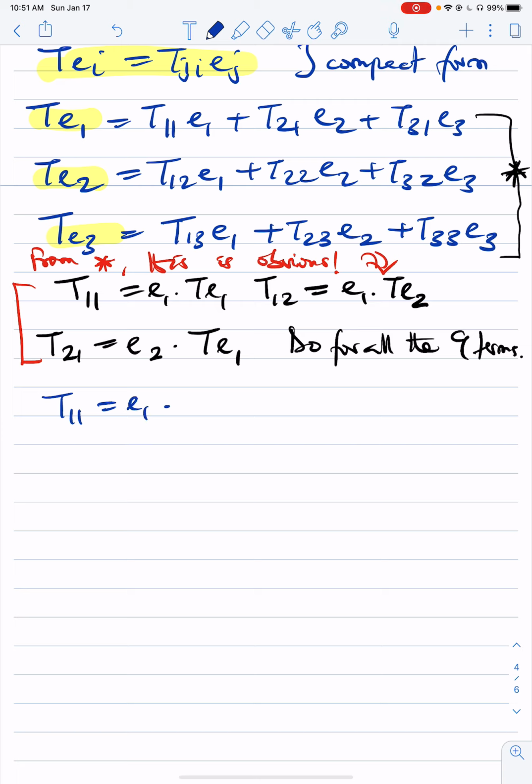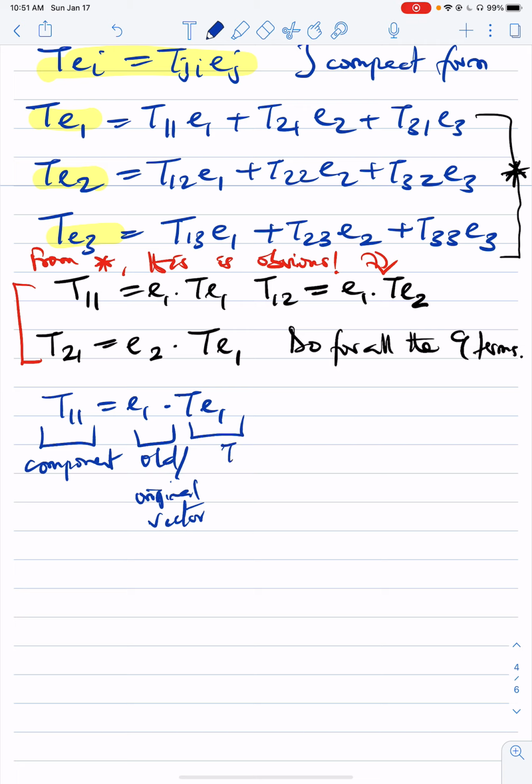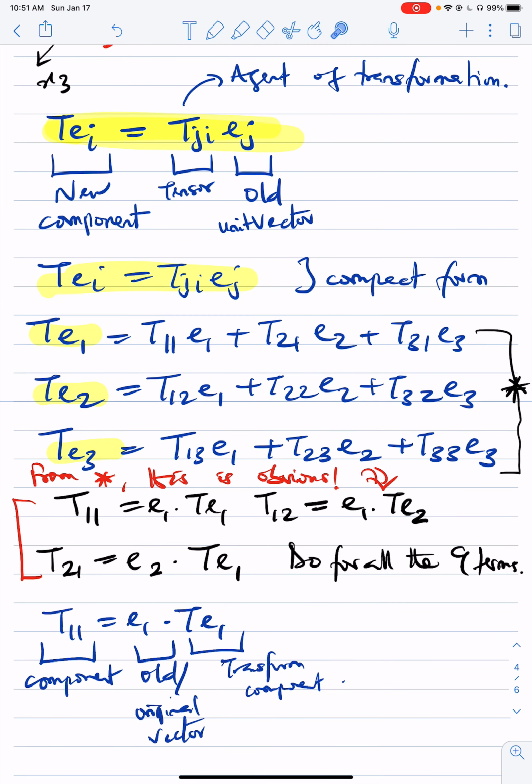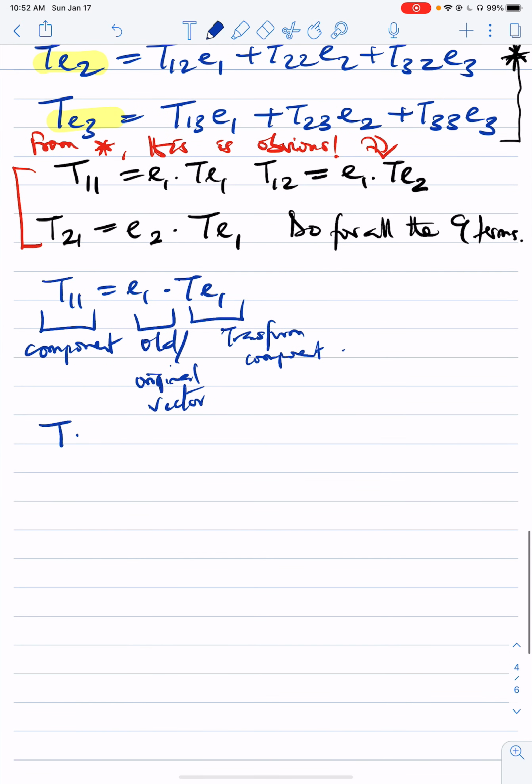If you look at this one, let's take a look at this. This is the component now. This is the old, or when I mean old, the original vector, right? And this is its transformed component. That brings us back to this point. See this? You see this, right? So this now can become Tij equals Ei dot Tej, right?